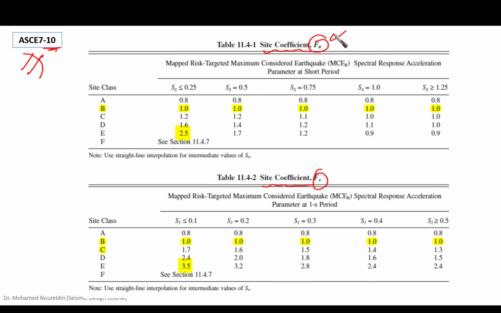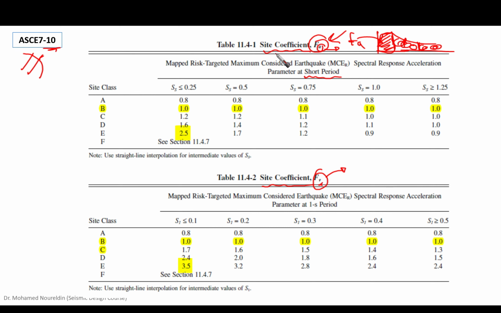Actually FA is for short period, and the subscript A is for acceleration. Do you remember when I was talking about how we have different regions? The first region is acceleration sensitive, this region is velocity sensitive, this region is displacement sensitive. So we're talking about short periods, so we have FA here, and here it is FV because it is longer period, so it is related to velocity.